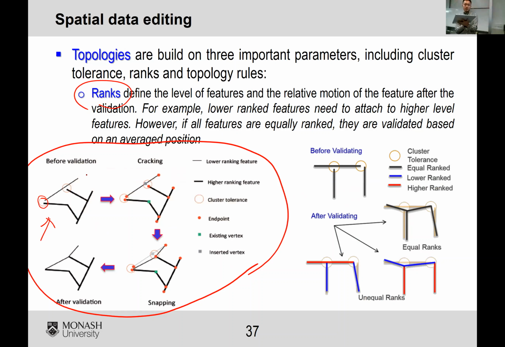But in this case, how do we determine whether we want to move this edge with these two border edges, or we want to extend the border edges to the thin edge? This is done by the ranks. If we give the border edges a higher rank, then the system will first crack this thin edge, create a new vertex, and distort or bend the thin edge to connect with the border edge, the edge with higher rank.